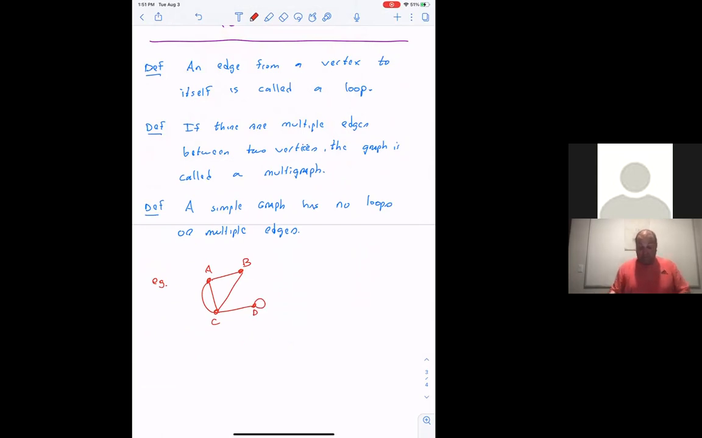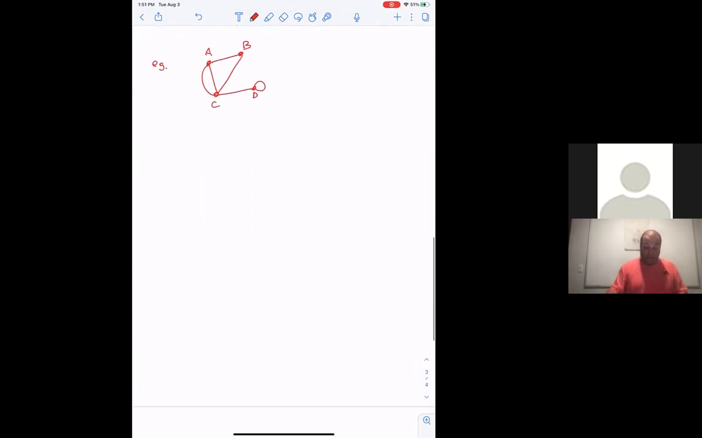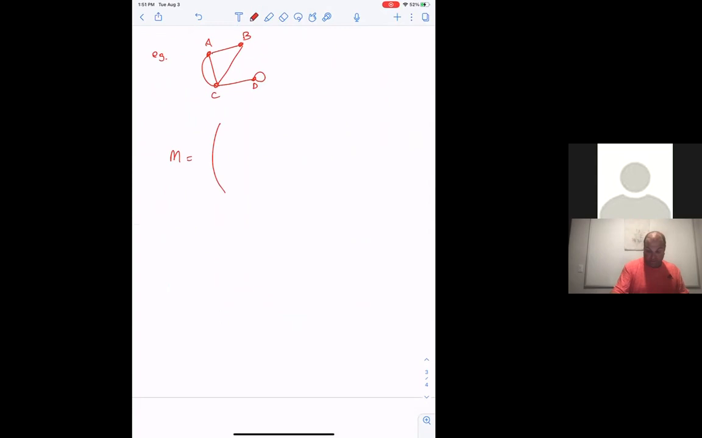Notice this is a non-directed graph. It is not a simple graph for two reasons. One, there's a loop by D, and there are multiple edges connecting A and C. So it is a multi-graph, and it has a loop. So what is the matrix?